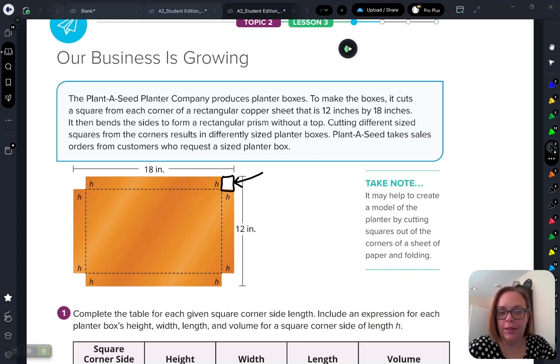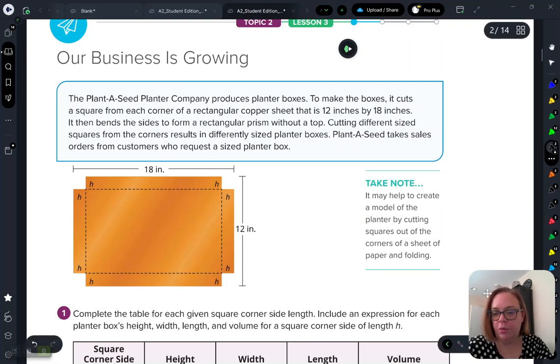Then it bends the sides to form a rectangular prism without a top. Cutting different sized squares from the corners results in a differently sized planter box. Plant-A-Seed takes sales orders from customers who request a sized planter box. Okay, it's going to be helpful to really visualize what they're talking about before we get into this.